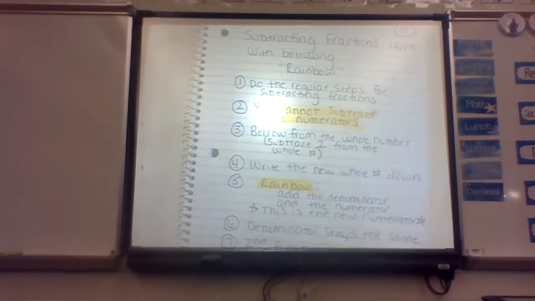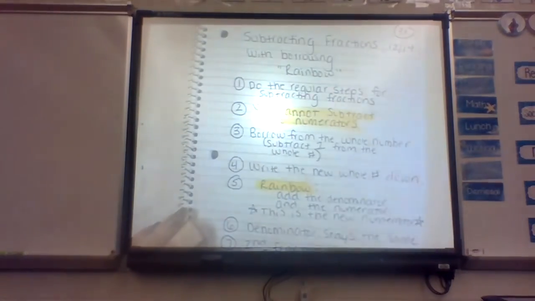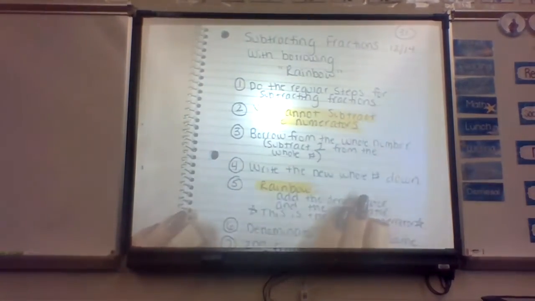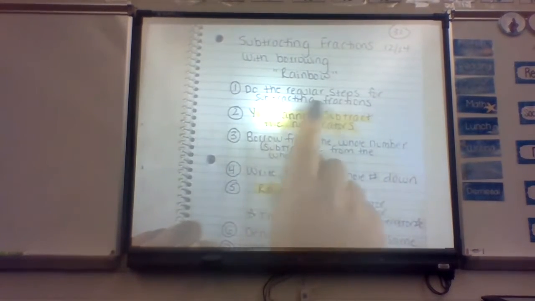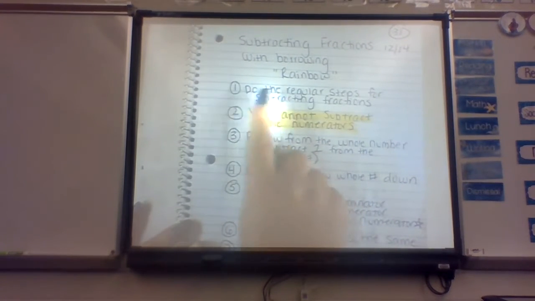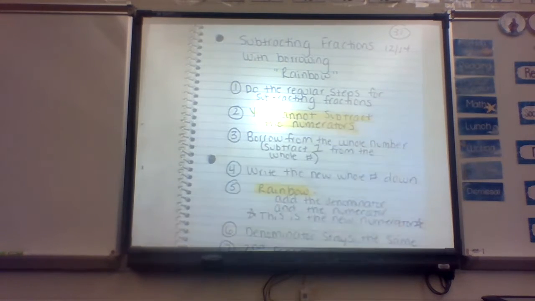So once again, we have our math diaries. Most of you today were not using these and you were getting confused. Always go back to math diaries. The very first step is what most of us are forgetting to do, where it says do the regular steps for subtracting fractions. You do the regular steps.